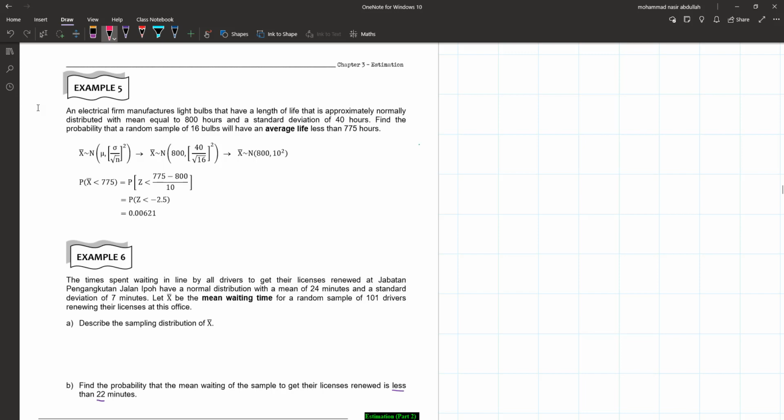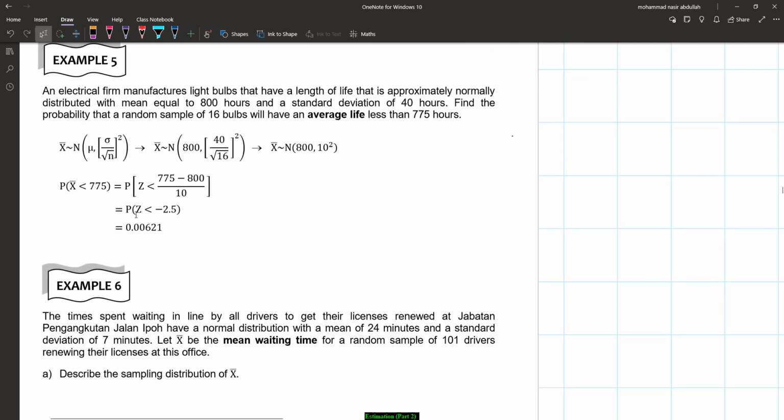An electrical firm manufactures light bulbs that have a length of life that is approximately normally distributed, with mean equal to 800 hours and standard deviation equal to 40 hours. Find the probability that a random sample of 16 bulbs will have an average life of less than 775. So now this is a different situation.